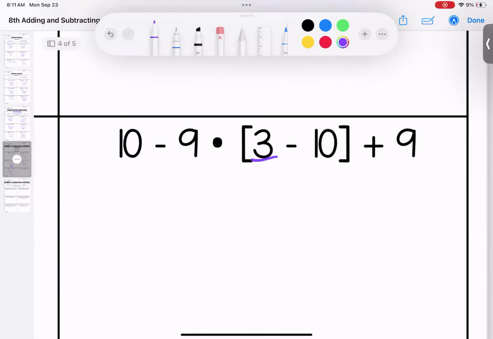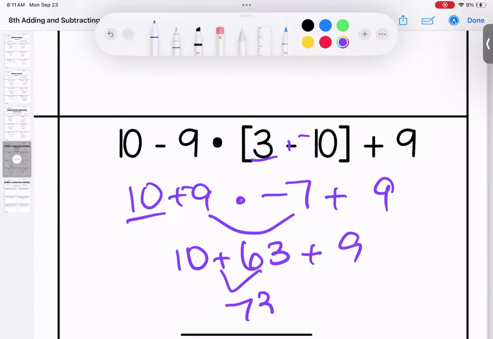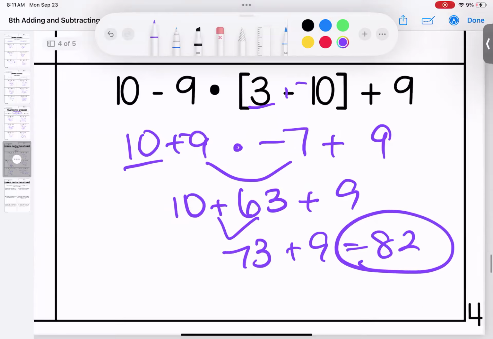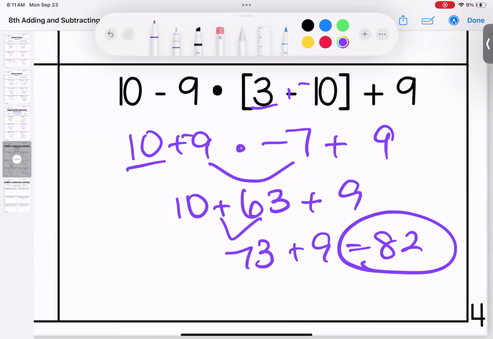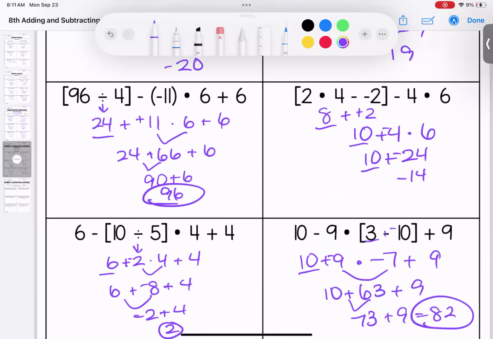Down here, we do a keep, change, change. 10 minus 3 is 7. Keep it negative. Bring everything down. Keep, change, change. 9 times 7 is 63. Same signs, it's positive. 10 times 63 is 73, plus 9 is 82. If you have any questions on this page, as always, please bring them with you to class.